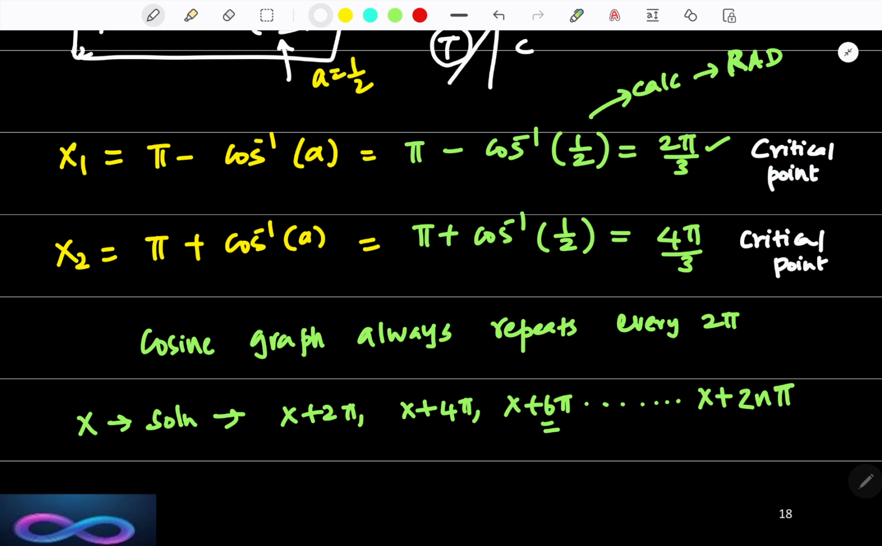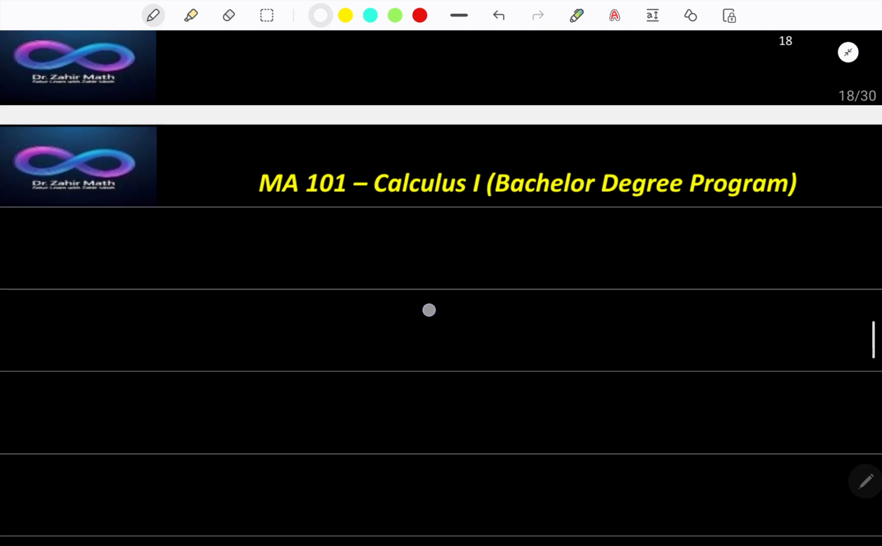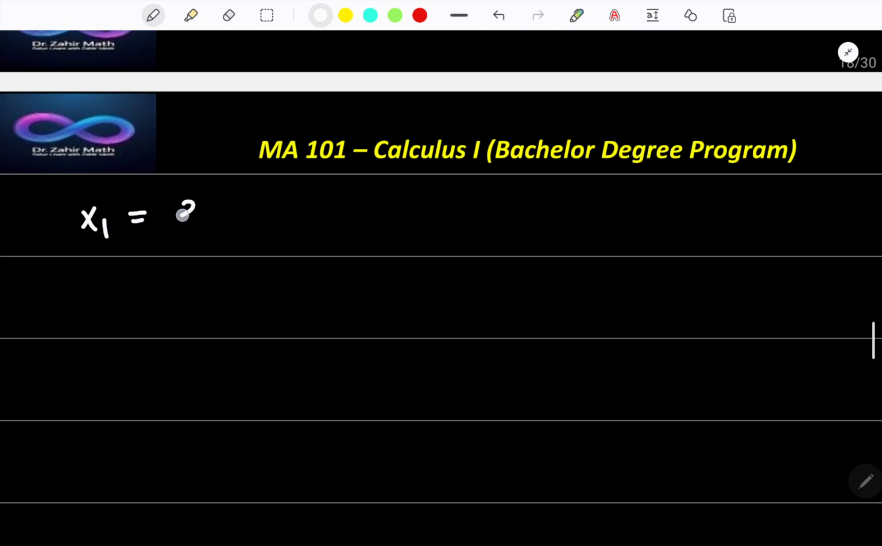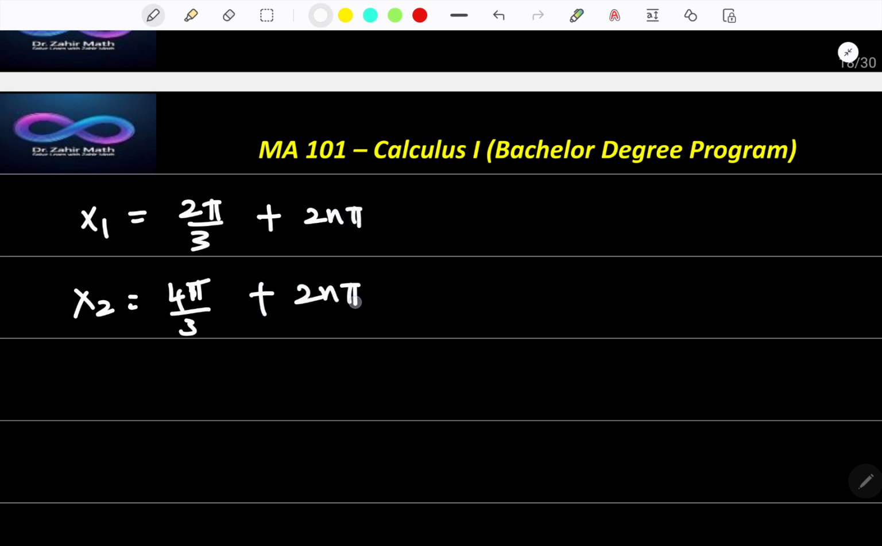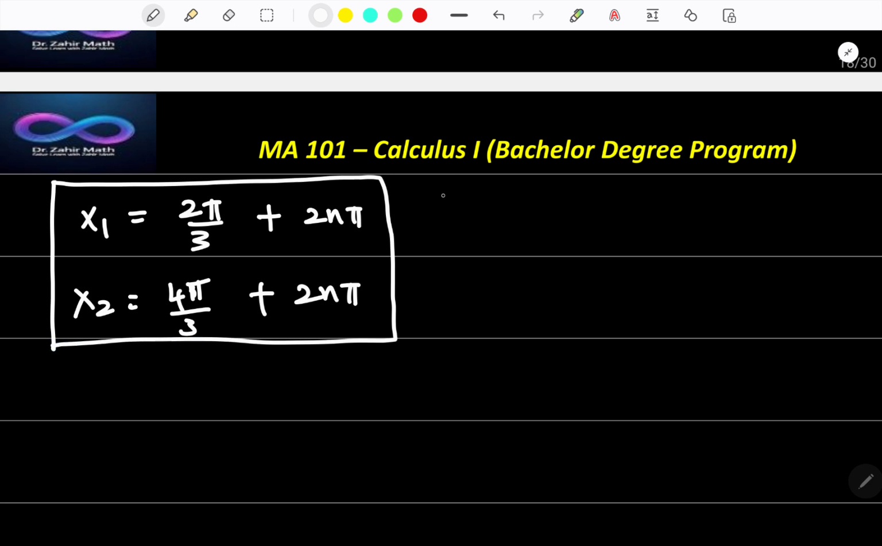Now this critical point keeps on repeating every 2 pi. So what will be your answer? Your answer will be x1 equals 2 pi by 3 and x2 equals 4 pi by 3. But it keeps on repeating, so you have to write plus 2n pi. Understand? Now don't consider this 2n pi. This is just for the general solution, usually we call this the general solution, right? So no need to worry about 2n pi. We are worrying only about this point, your critical point.